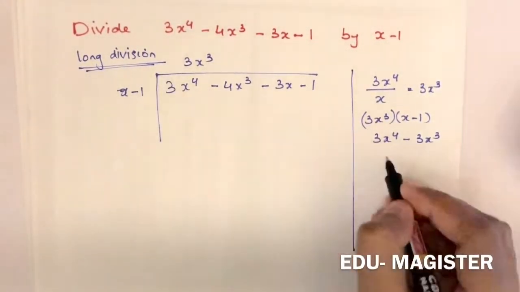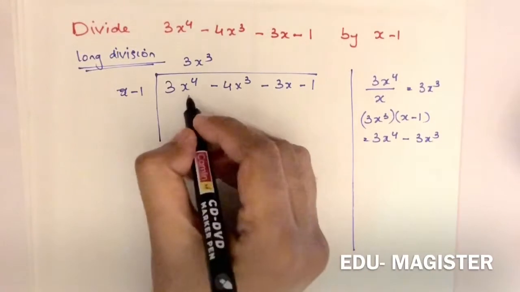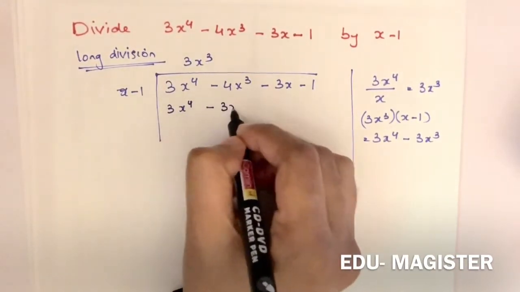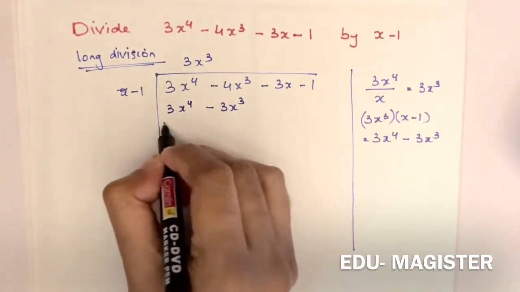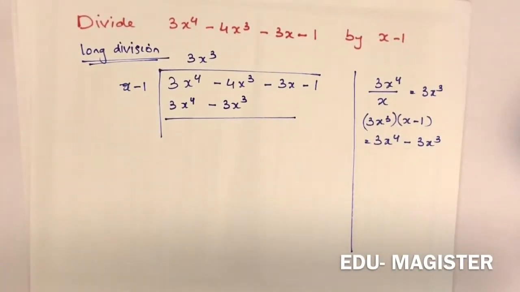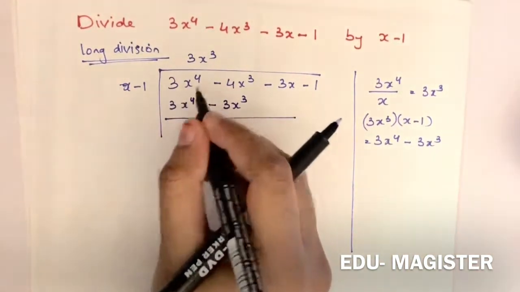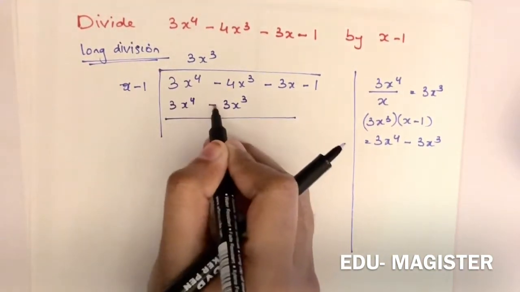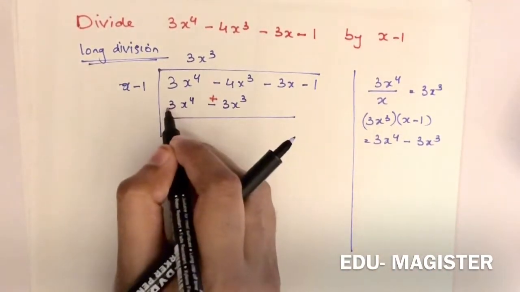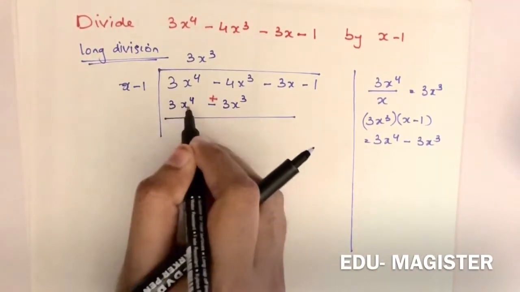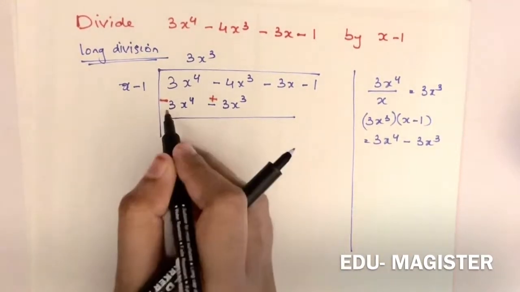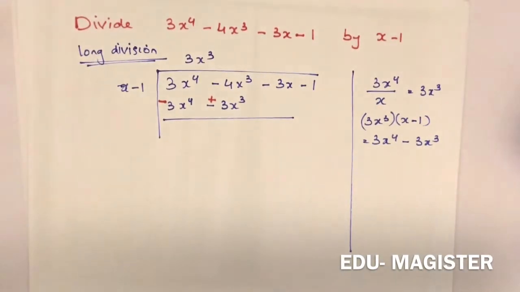So we need to write this product here, 3x raised to 4 minus 3x cube. Now let's subtract these. While subtracting, you need to change the sign. So this is negative, so it will be positive, and here the sign of 3x raised to 4 is already positive, so it will change to negative.